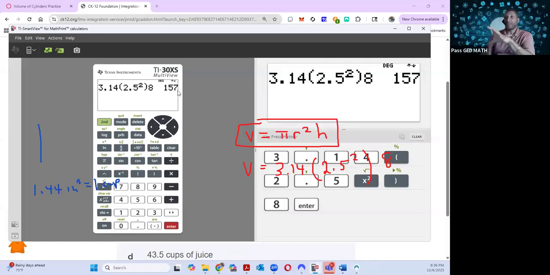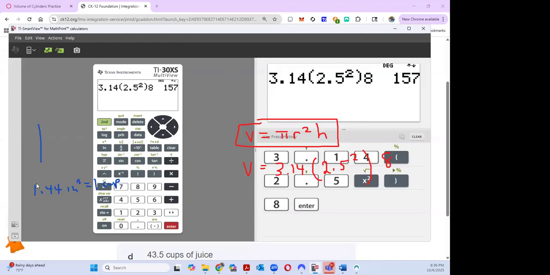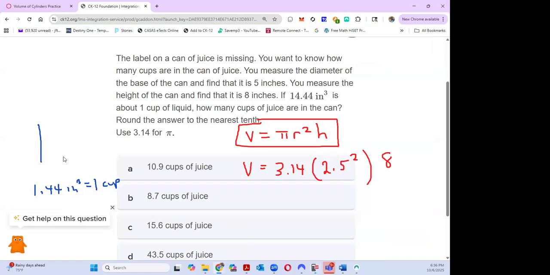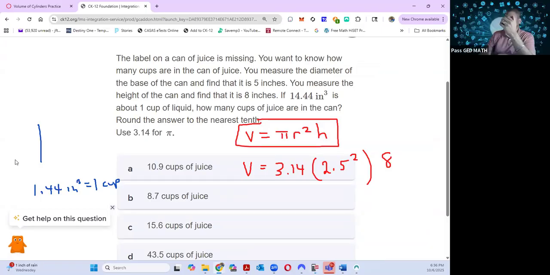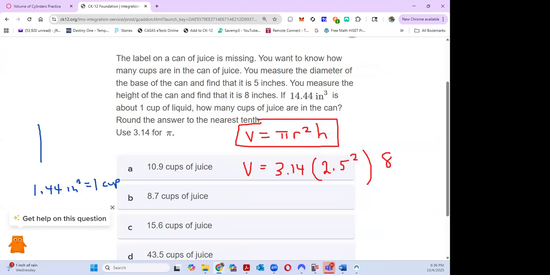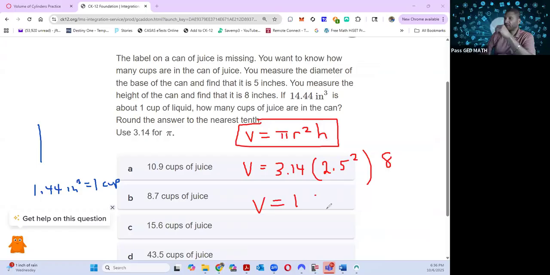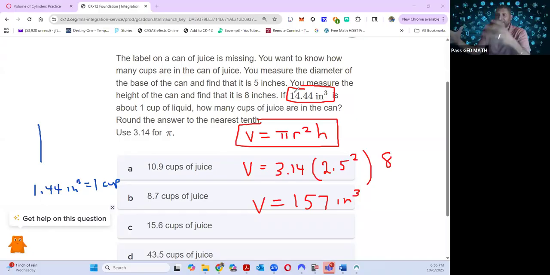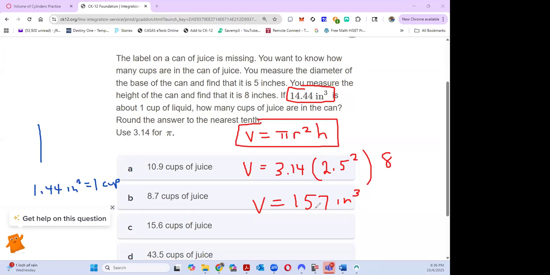They're asking how many cups you could get. And how much does a cup hold? I forgot the number already. What was the number? 157. So the volume was 157 inches cubed. Now, if each cup holds 14.44 inches cubed, what operation am I doing to find out how many cups I can get out of that cylinder or that can? Division.